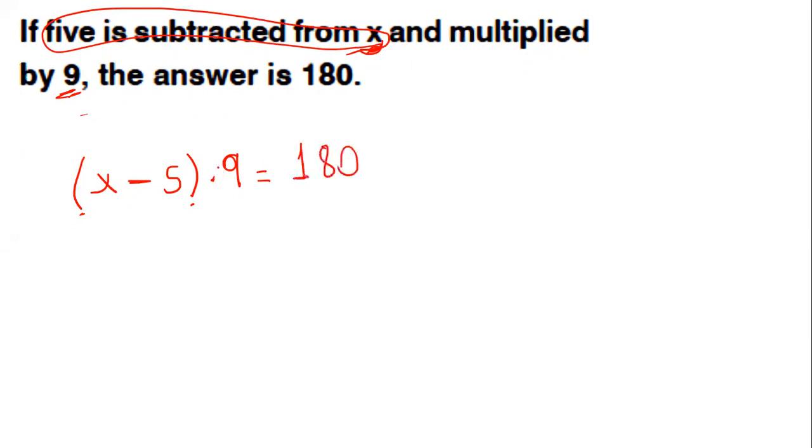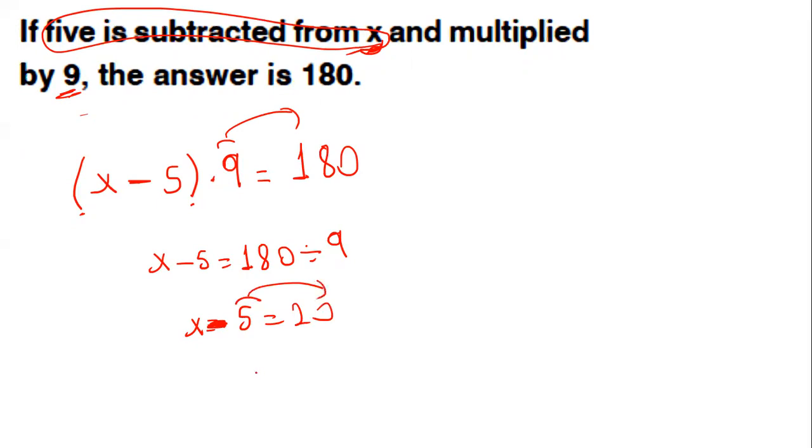And after that, the information from the linear equation will go to the other side as division. x minus 5 equals 180 divided by 9, which is going to give me x minus 5 equals 20. And then this goes to the other side as addition. x will be 20 plus 5. So x is 25.